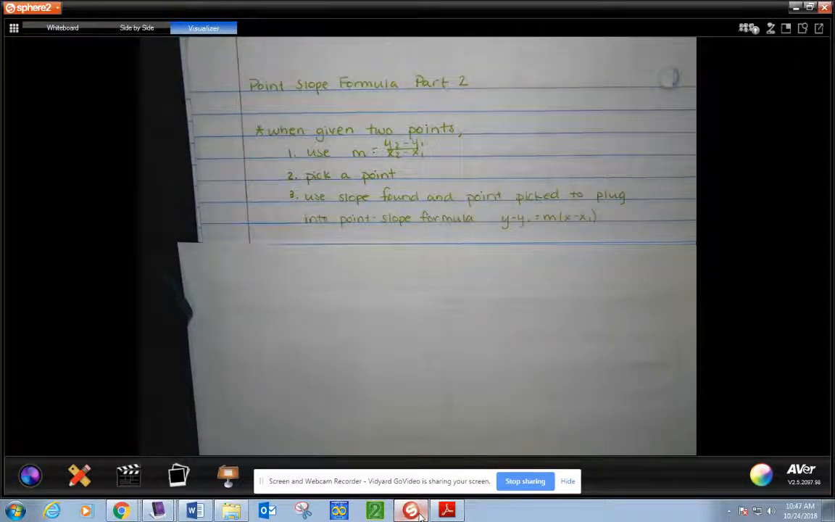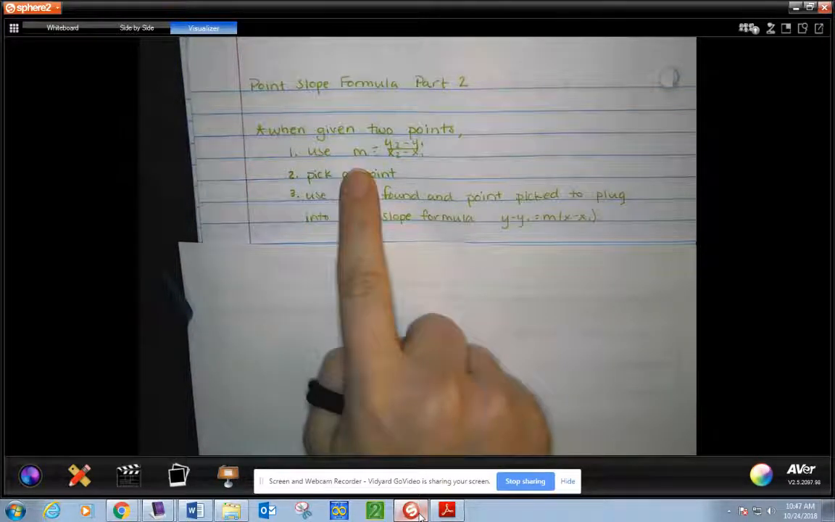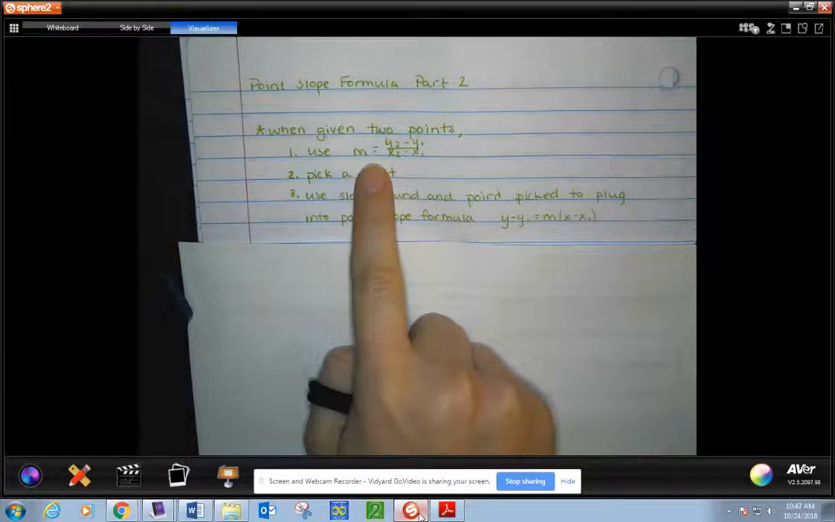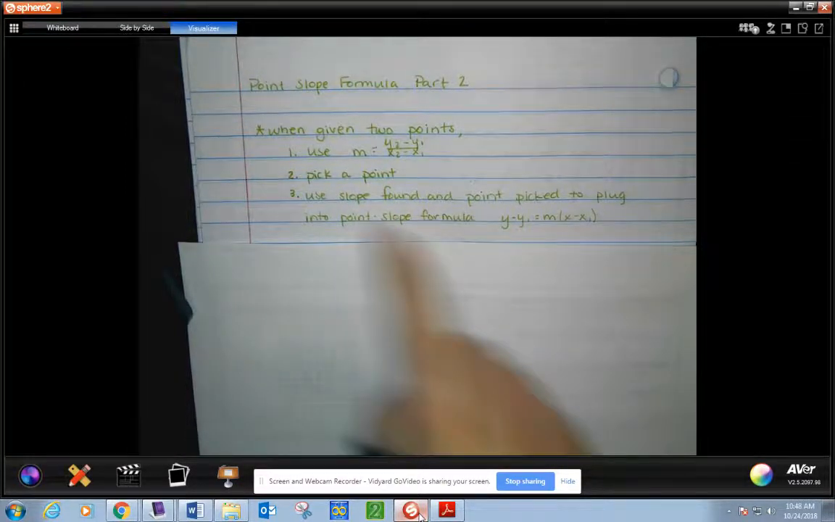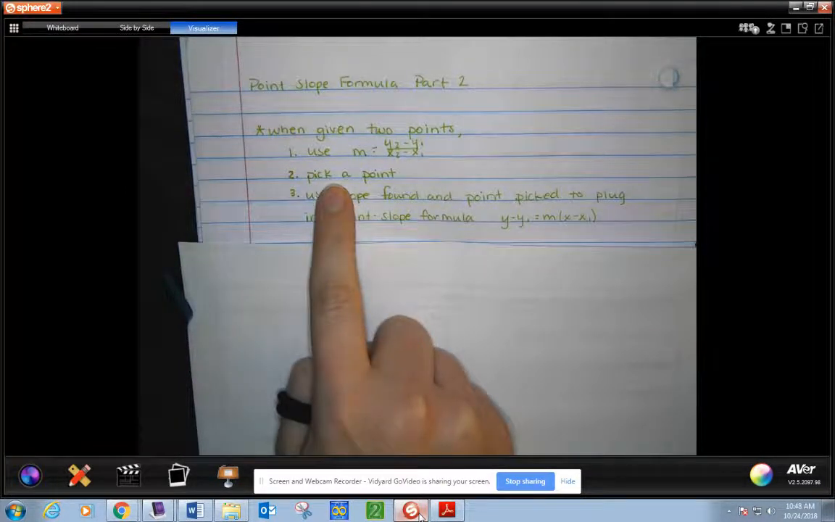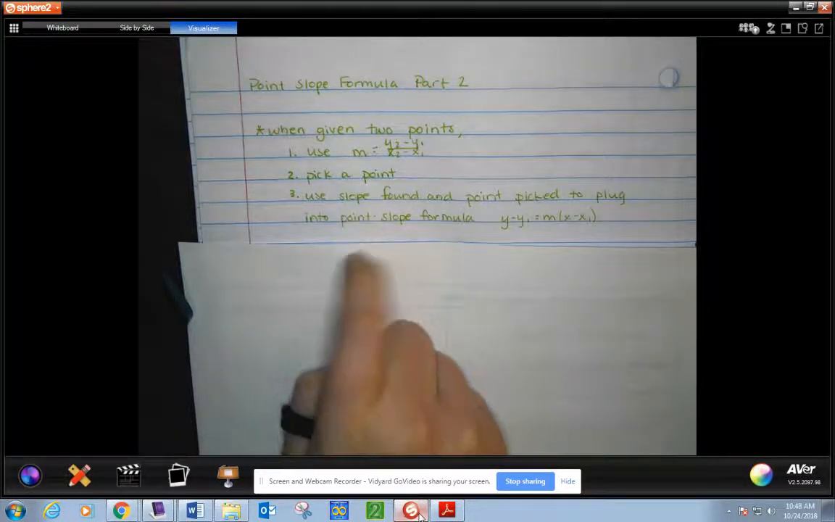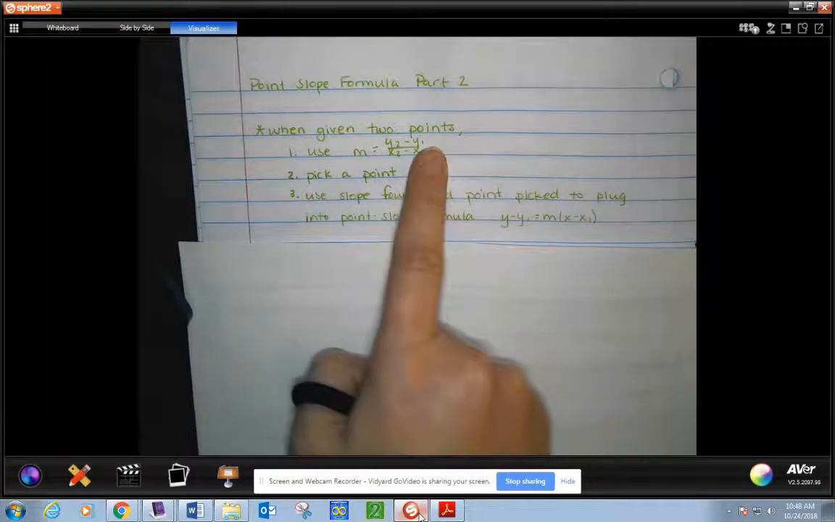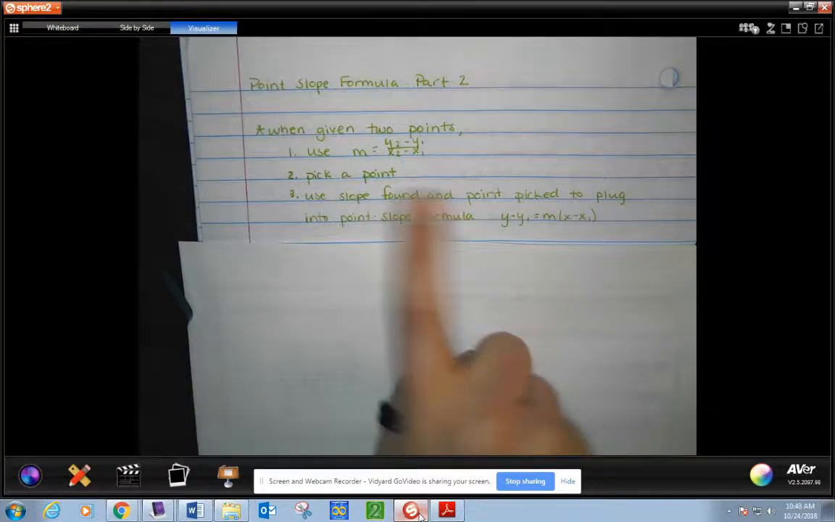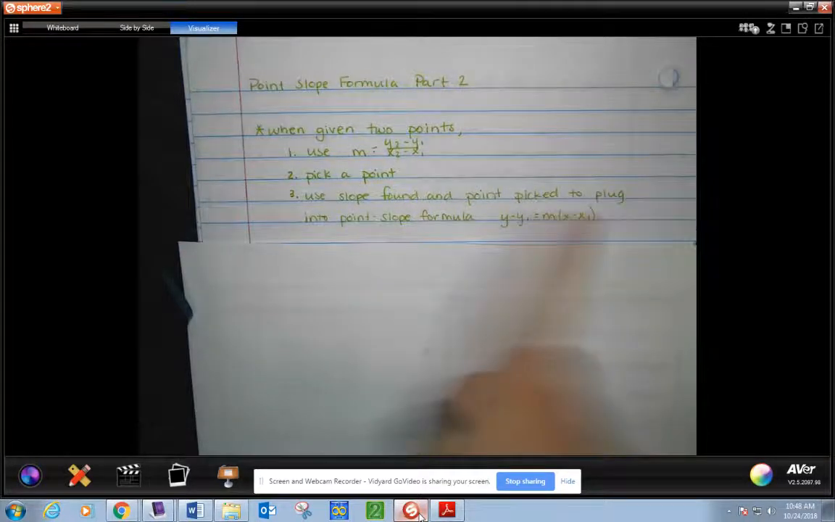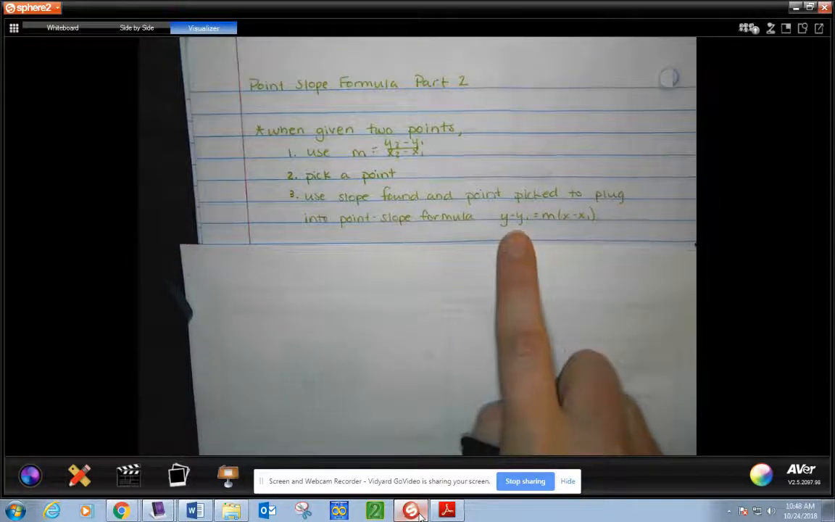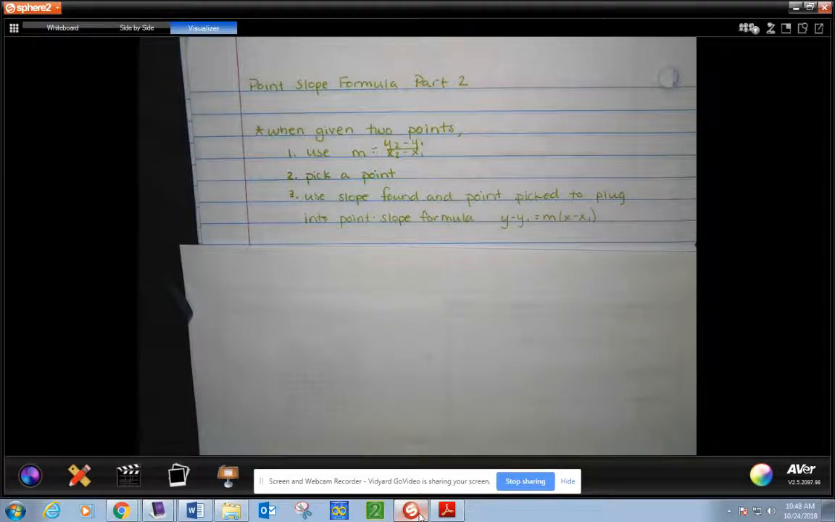Today, instead of being given a point and a slope, you're going to be given 2 points. When you're given 2 points, the first thing you have to do is use the slope formula, which is m equals y2 minus y1 over x2 minus x1. The next thing you're going to do is pick a point. You can pick whichever point you want, the first one or the second one. After you pick a point, you use the slope that you found in step 1 and the point that you picked in step 2, and plug it into the point slope formula, which is y minus y1 equals m times x minus x1.